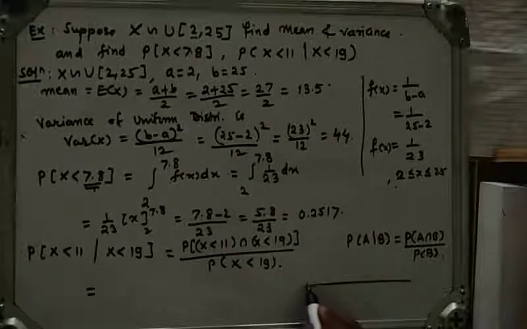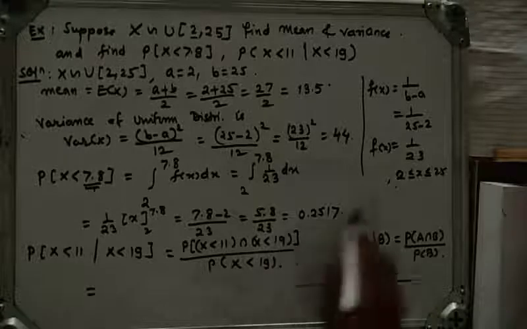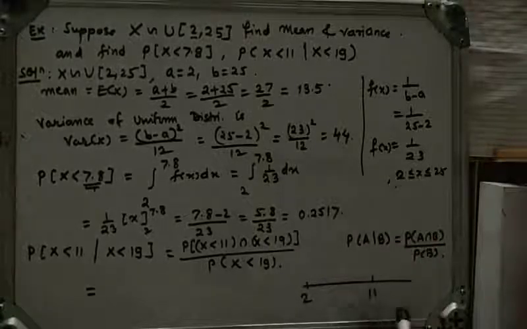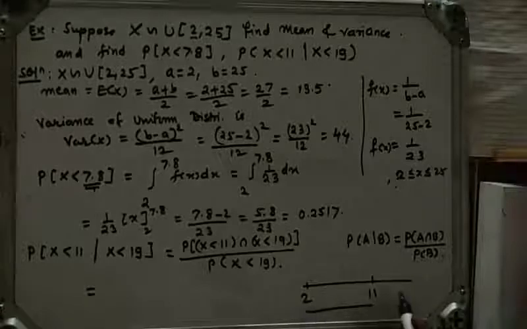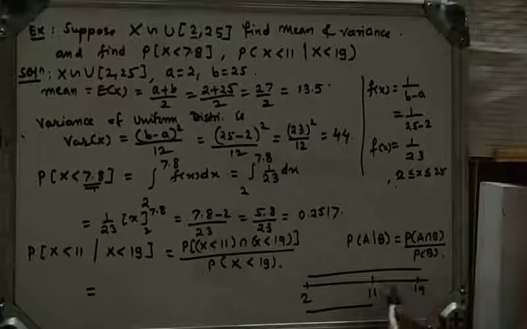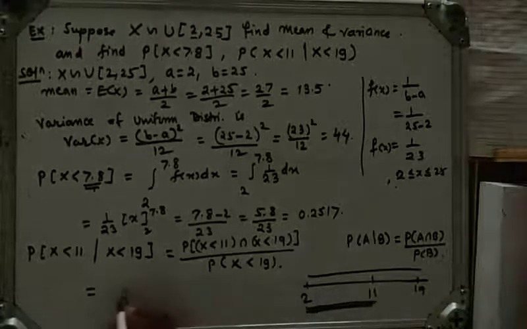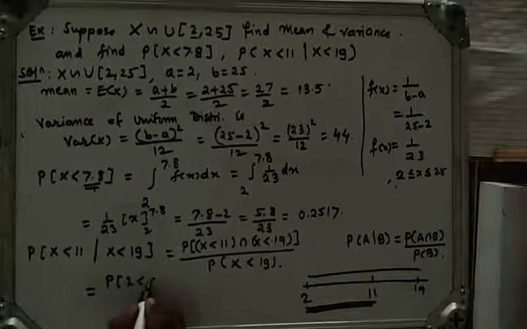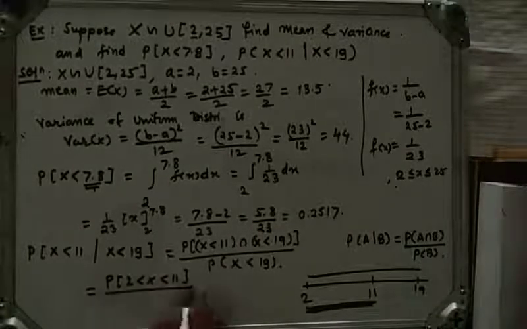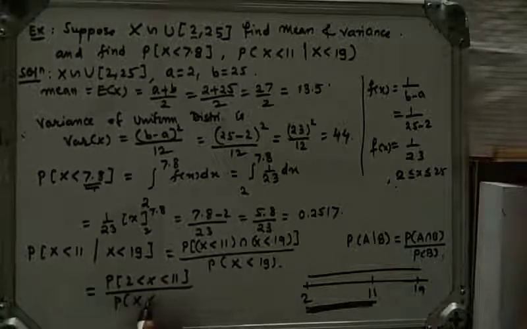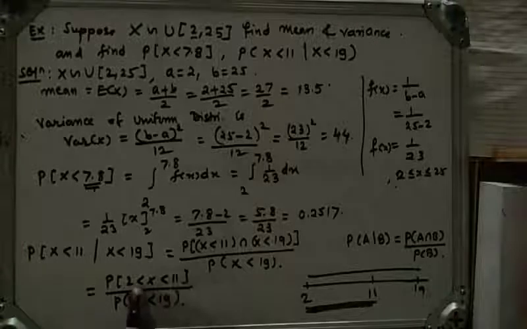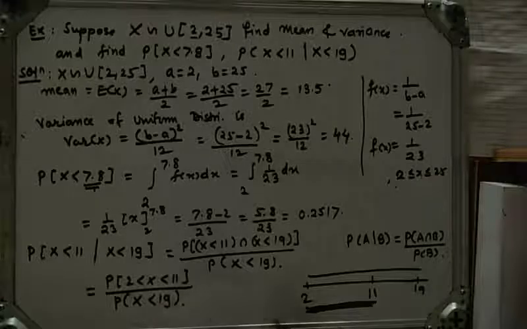So here x is less than 11 and here x is less than 19. What is the common interval? The first interval has lower limit 2 and upper limit 11, and the second interval is 2 to 19. The common interval between these two is 2 to 11. So we get probability of 2 less than x less than 11 upon probability of x less than 19. Now let's calculate this.